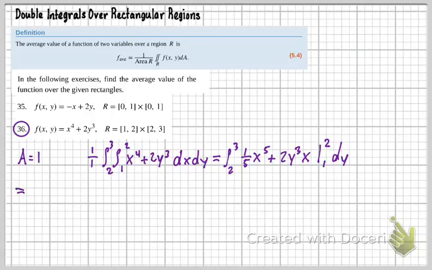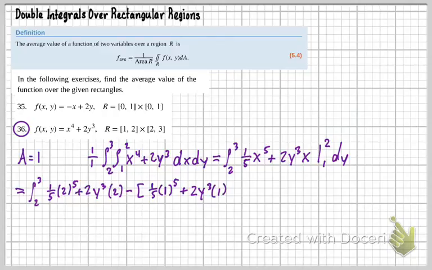Now continuing this, I'm going to start over here because I have a tendency to run out of room with these integrals. Now I'm going to plug in the 2. So that's the integral from 2 to 3 of 1/5, and instead of that x to the 5th, I'm going to put 2 to the 5th, plus 2y cubed, because the y cubed is my constant here, and my x here is going to be 2. Then it's minus the lower bound when I plug in the 1. So that's going to be 1/5 times 1 to the 5th plus 2y cubed times 1, that's the lower bound. Then I still have that dy, which I'll deal with after I find this integral.